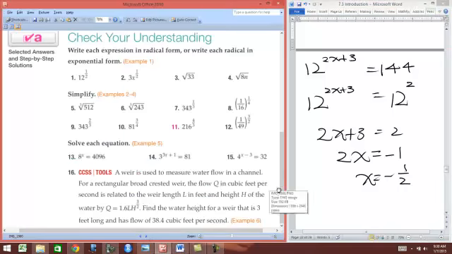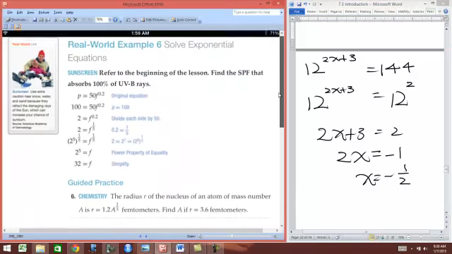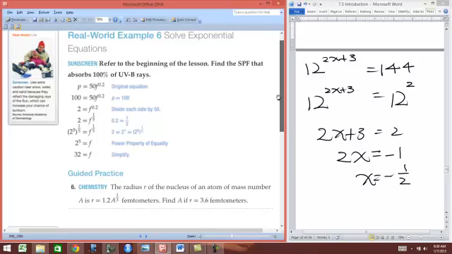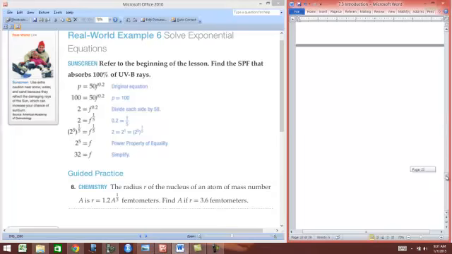Now, one last part here. We're going to go back to the sunscreen thing. Remember, I promised you are going to solve an equation involving this sunscreen equation. So we got P equals 50 times F raised to the power of 0.2. So what is the SPF that absorbs 100% of the sun's rays?